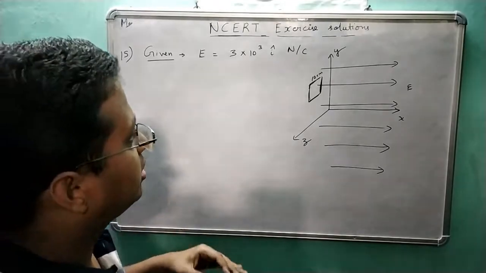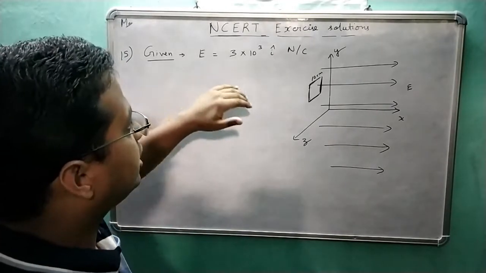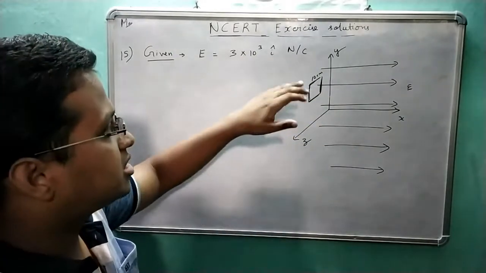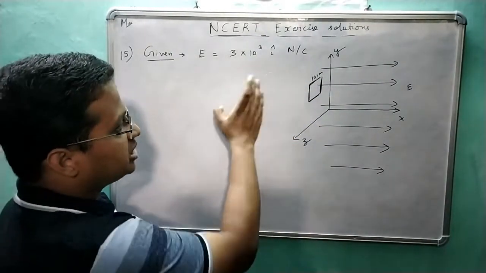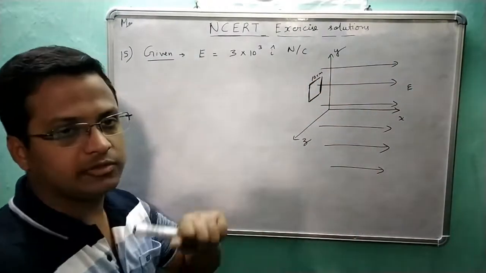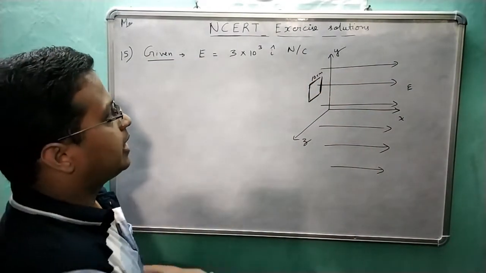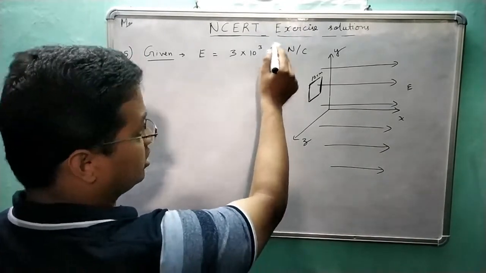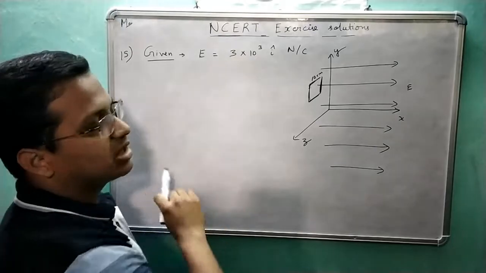Alright, coming to the next question. It is given that we have an electric field of 3 into 10 to the power 3 newton per coulomb, and its direction is i cap. i cap means x-axis, so positive x-axis. The electric field is uniform. As you can see, 3 is a constant, and 10 to the power 3 is also a constant. So this represents a uniform electric field.